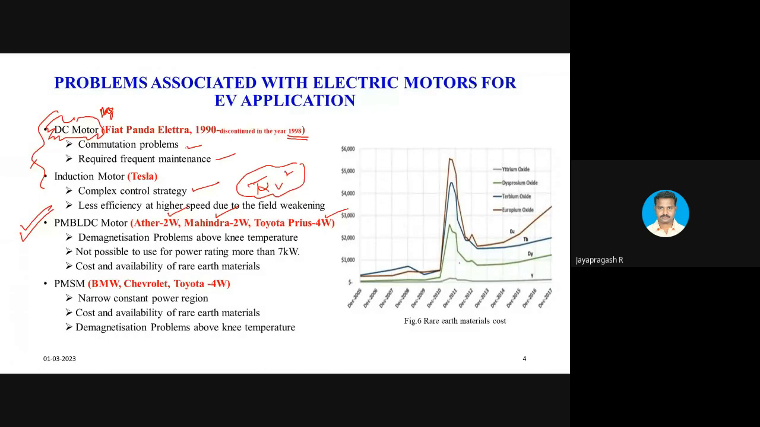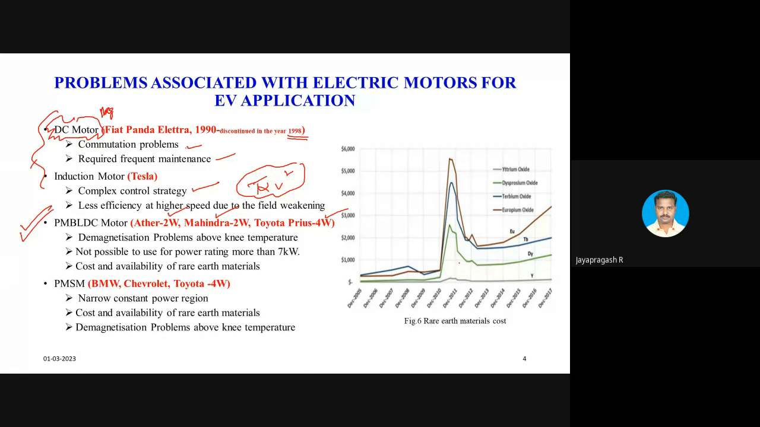Moreover, we cannot load the machine to its maximum thermal capacity when we use permanent magnets, because when you load the machine, the current increases, the power loss increases, and the temperature increases. Sometimes the permanent magnet material used for fabrication of the machine may lose its magnetic property. So it is very clear that permanent magnet based machines cannot be loaded to their maximum thermal capacity, and due to the cost constraint we cannot fabricate machines for higher power levels.